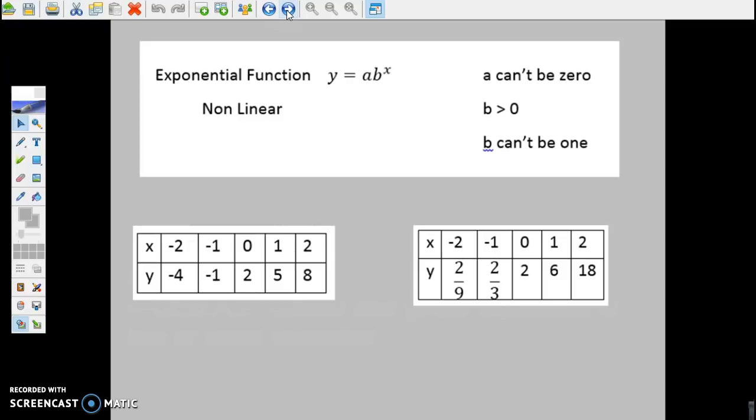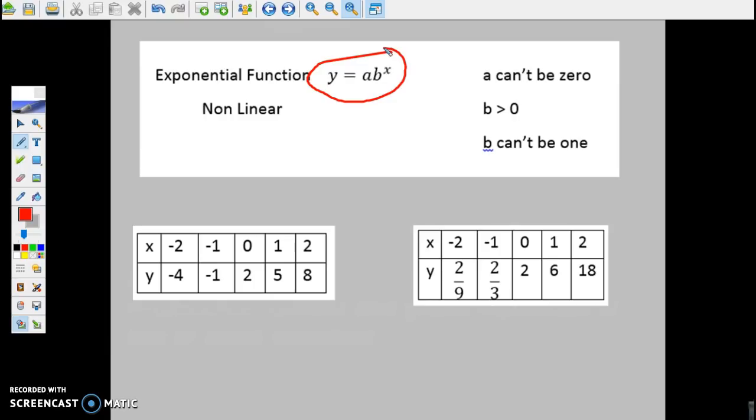An exponential function has to be in the form of y equals a times b to the x power. And what you have to know is a can't be 0, and b has to be bigger than 0, but it cannot be 1. Okay? You also know that this is not linear.